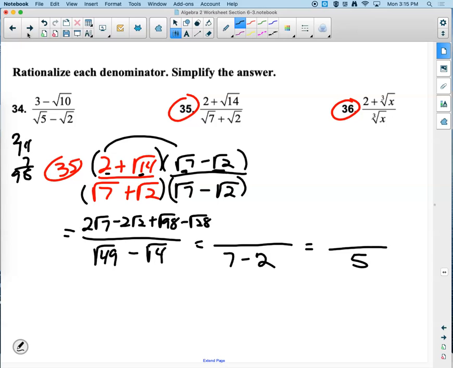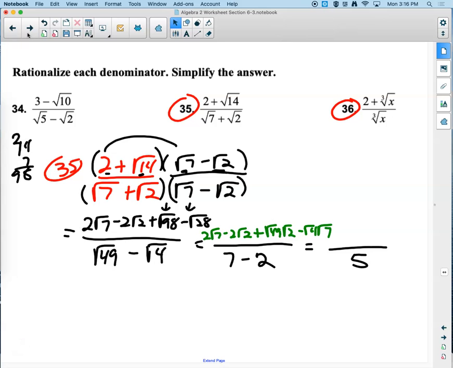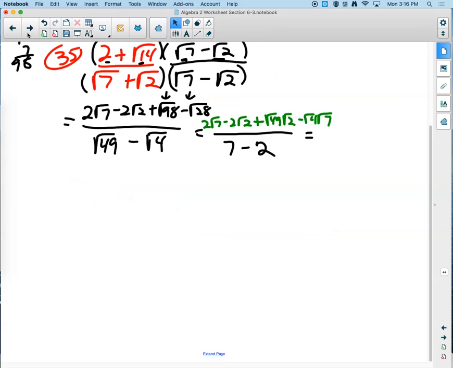So we notice that we don't have any like terms in the top yet, but we started thinking about these two numbers right here, and we can simplify those. So this will give us 2 square roots of 7 minus 2 square roots of 2 plus 49 goes into 98 twice, plus 49 square roots of 2 minus the square root of 4 times the square root of 7. And I realize I'm not going to have enough room here for my over 5, but at least we know that over 5 is going to be a good thing.